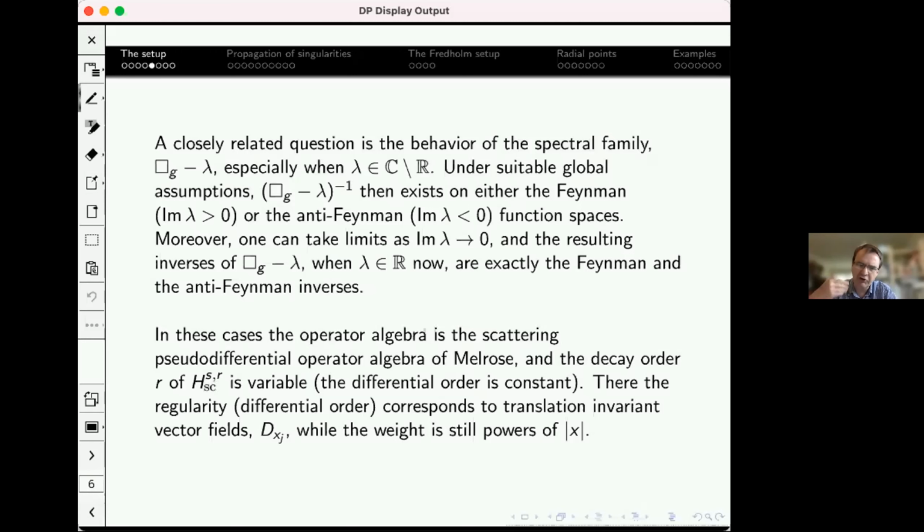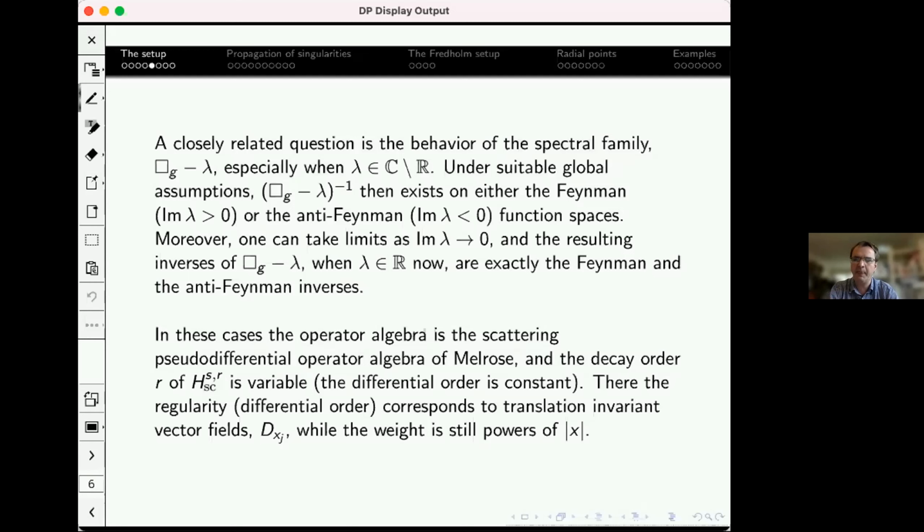spectral parameter. In a concrete sense, as you let the imaginary part go to 0, these inverses that we have, where the imaginary part is non-zero and has a sign, in the limit when the imaginary part of lambda goes to 0, will converge in an appropriate sense to the Feynman or the anti-Feynman inverses. So from all these inverses that we have when lambda is real, there's one singled out when you make lambda non-real. When the imaginary part is positive, this will be the Feynman. When the imaginary part is negative, this will be the anti-Feynman inverse.